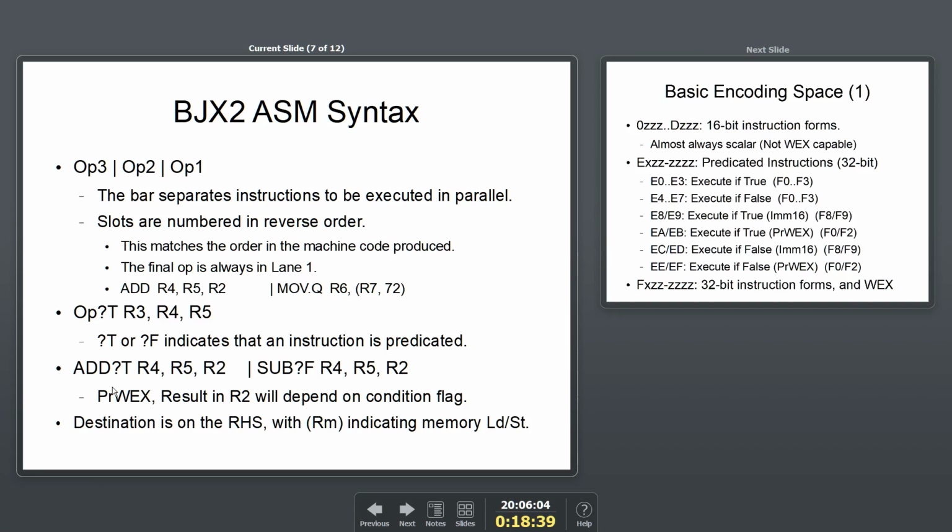In the PrWEX case, you can use basically predicated instructions with the bar here in order to make sequences where one of the sub instructions will execute and the other one will not be executed, but in parallel. You can also do multiple instructions that have the same predication, in which case they would be either executed or not executed, or to have 3 instructions. It's not really specific on how many instructions you have exactly or how they're predicated, but this is just an example.